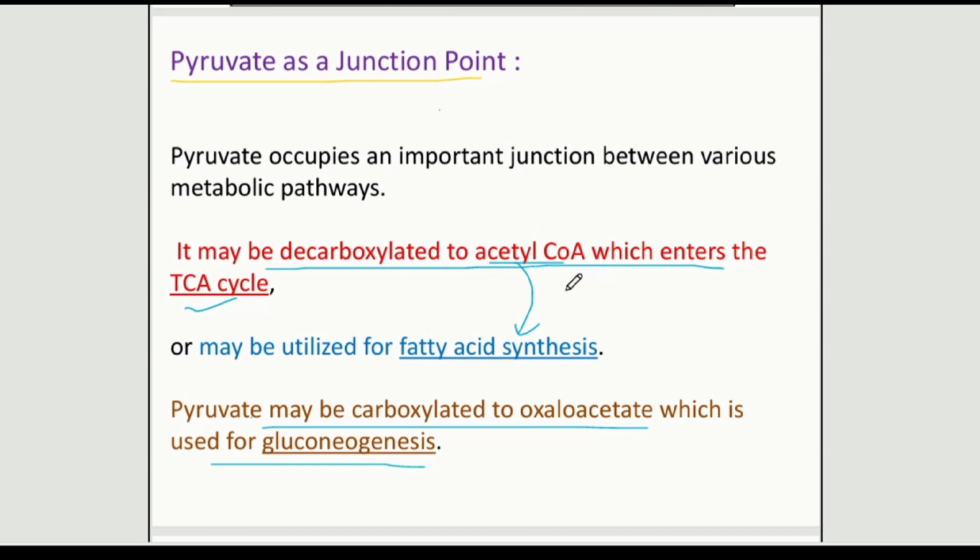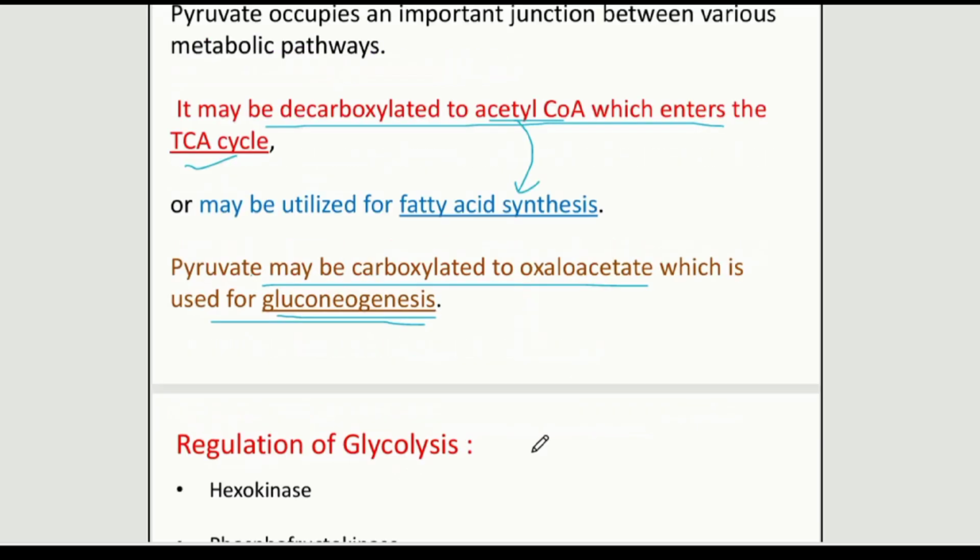After converting to acetyl-CoA, it goes to the TCA cycle. That acetyl-CoA helps in fatty acid synthesis also. And when pyruvate is converted into oxaloacetate, from this oxaloacetate we go to the steps of gluconeogenesis.